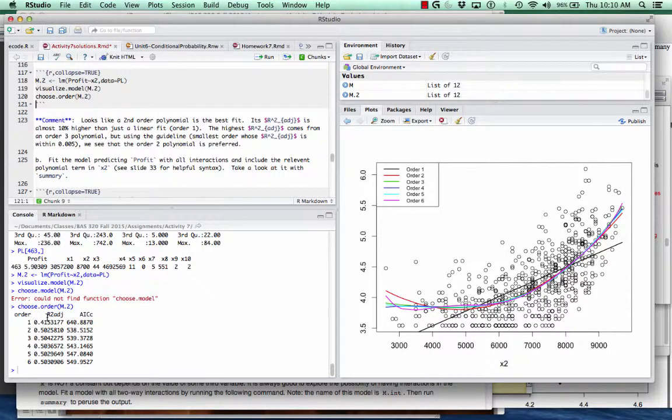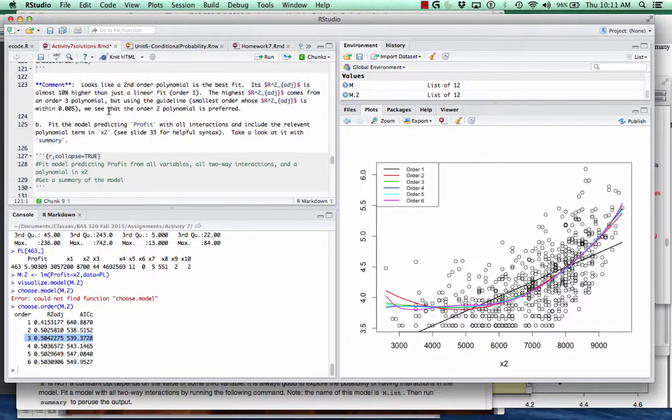We're going to compare the models' r-squared adjusted. And we know the higher the r-squared adjusted, the better that model is fitting the data. If we scan down, we see the highest r-squared adjusted is at order 3, basically predicting profit from x2, x2 squared, and x2 cubed. However, we would prefer a simpler model if we can get away with it. We prefer not having as many powers of x if we can do that.